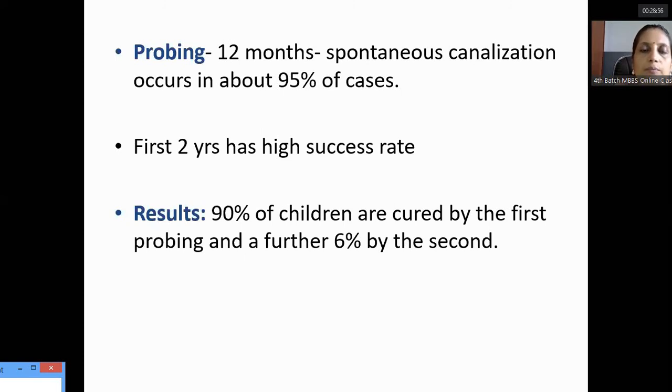So for probing, we have the lacrimal probe, and we insert it through the punctum, and we just break that membrane. So 90% of the children are cured by the first probing, and a further 6% by the second probing. So it has a good result, that the probing will give the opening of the area.